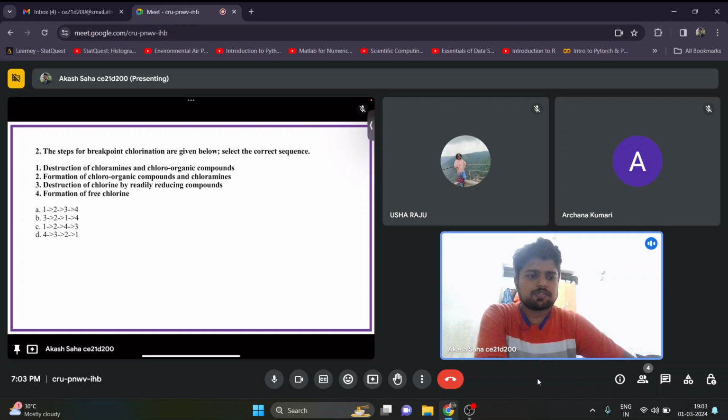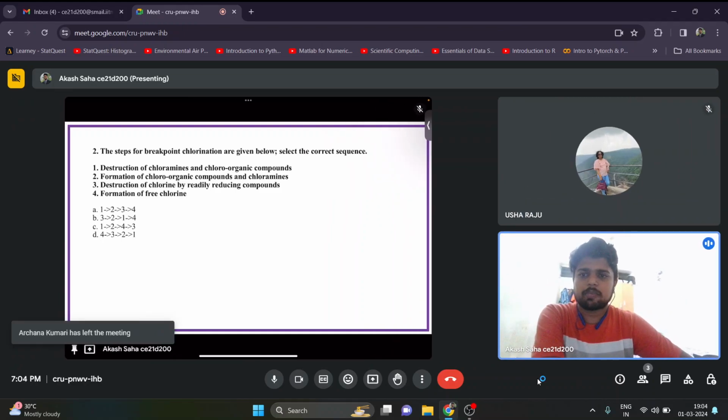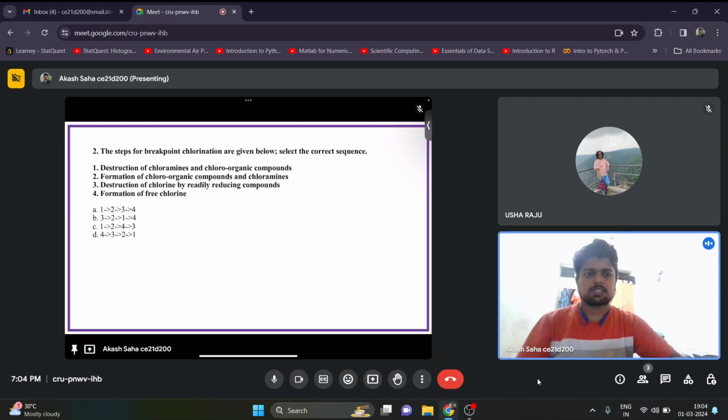Now it says that the steps for breakpoint chlorination are given below, and you have to arrange them in the correct sequence. The steps are: destruction of chloramines and chloroorganic compounds, formation of chloroorganic compounds and chloramines, destruction of chlorine by readily reducing compounds, and formation of free chlorine. There is a breakpoint chlorination curve, and there are four different stages. We have to arrange them in the correct sequence, like which happens first and which later. Just try to picture the breakpoint chlorination curve and answer the question, then we will discuss it.